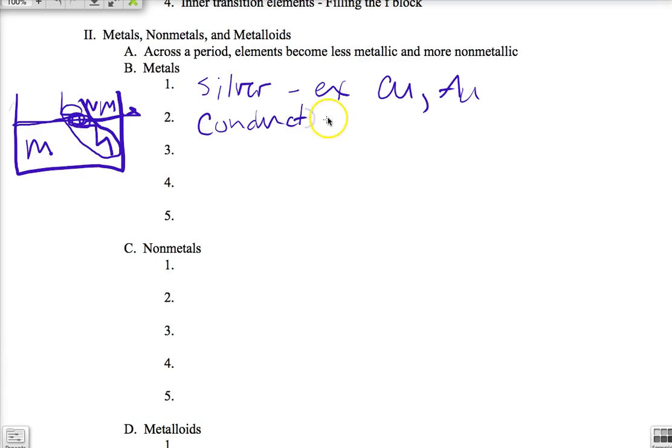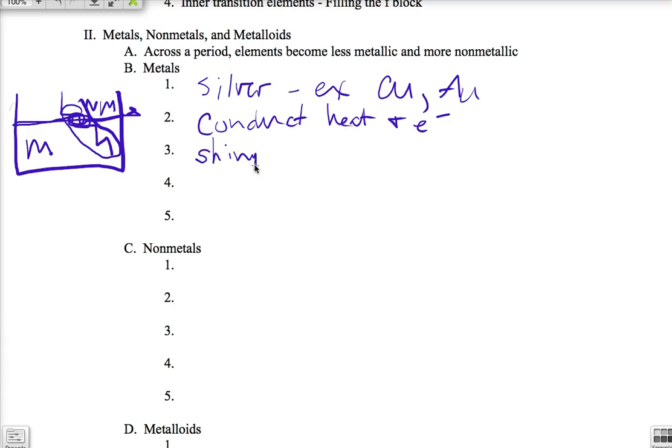What do they conduct? They conduct heat and electricity. That's why your wires and your pots and pans are all made out of metals, aluminum and copper being the most common wires. What else did you come up with? What do they look like? Well, besides silvery, they're very shiny.